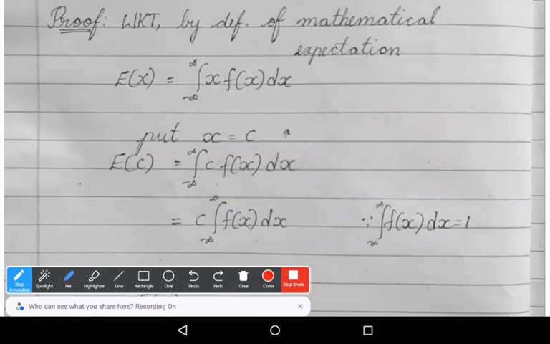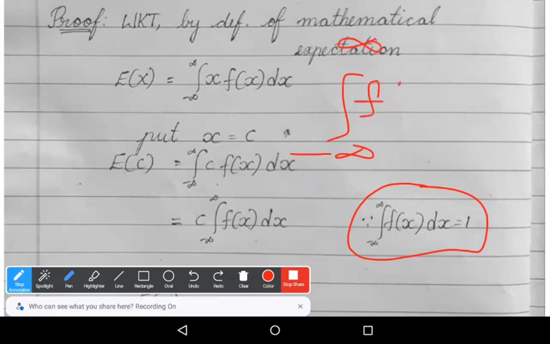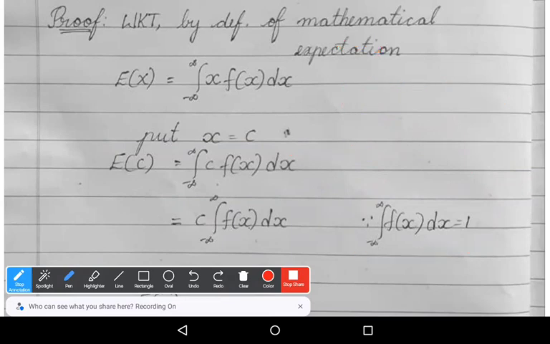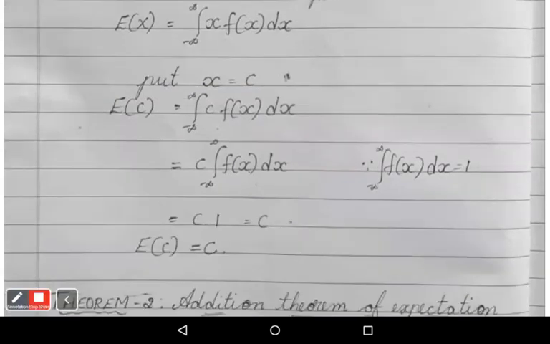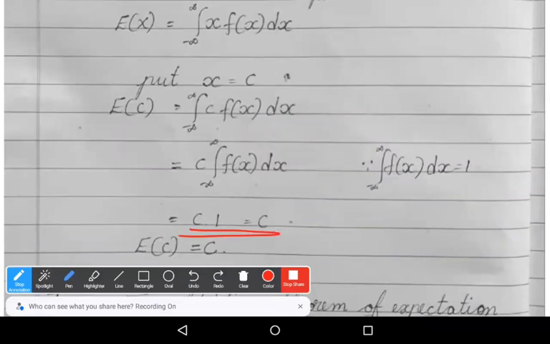Already we learned that integral minus infinity to plus infinity f of X dx is equal to 1. This is one of the properties of f of X, the probability density function of the random variable capital X. So if this value is 1, then you get C into 1, you get C. Therefore, expectation of C is equal to C.